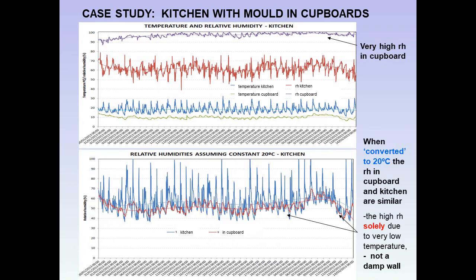So what we did, we recalculated these figures, assuming a constant 20 degrees in the kitchen and in the cupboard. So when converted to 20 degrees, the relative humidity in the cupboard and the kitchen are similar. We can see that on the graph. The high relative humidity in the cupboard was solely due to very low temperatures, and it was nothing to do with dampness in the rear wall.